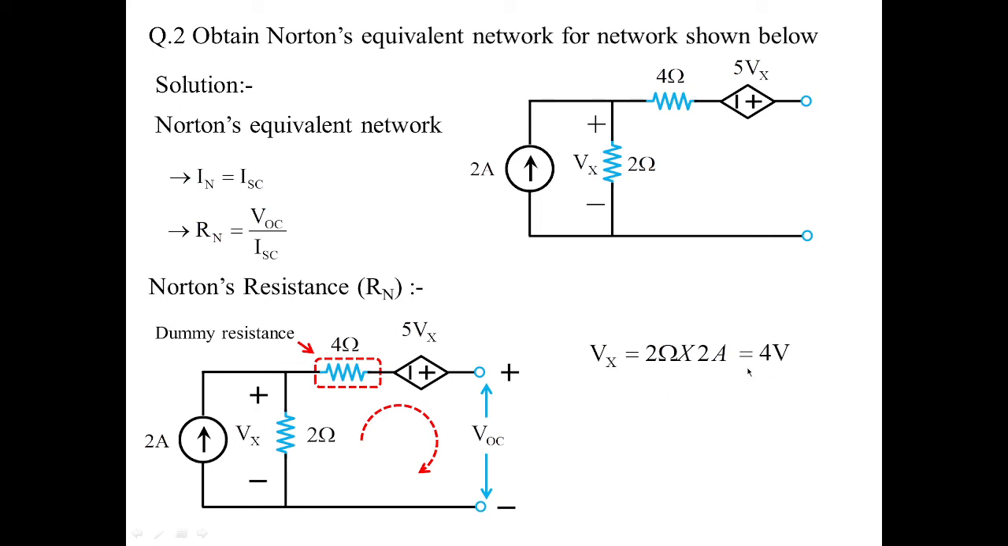This is clear? Now, minus Vx minus 5Vx plus Voc equal to 0. As I told you, the dummy resistance is being neglected. So I'm going to get the value of Voc by taking the value of Vx as 4 over here, minus 5 times 4. This becomes 20 and this becomes 4. So minus 24 value will be replaced over here. Therefore, Voc is equal to 24 volts. Simple.